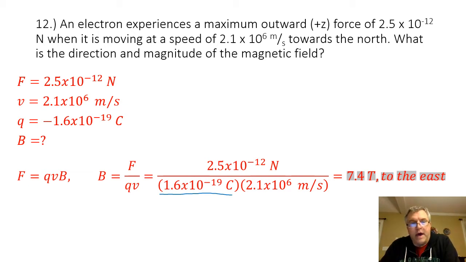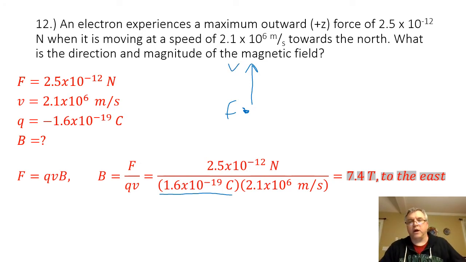When I do out the math, I am going to get a magnetic field of 7.4 Tesla, and it is going to be to the east. And let's take a look and see why that is. We know that the force is in the positive Z direction. So I know that that is going to be my force. I know that my velocity is in the upper direction or toward the north.